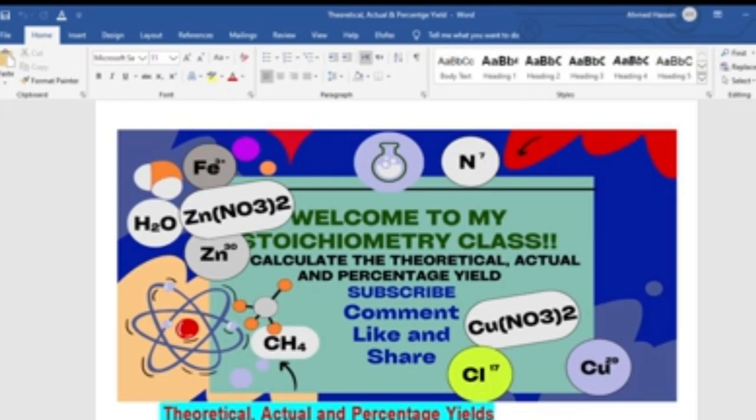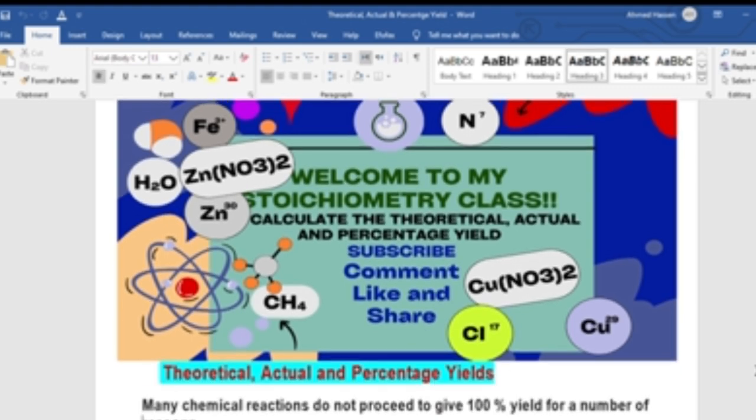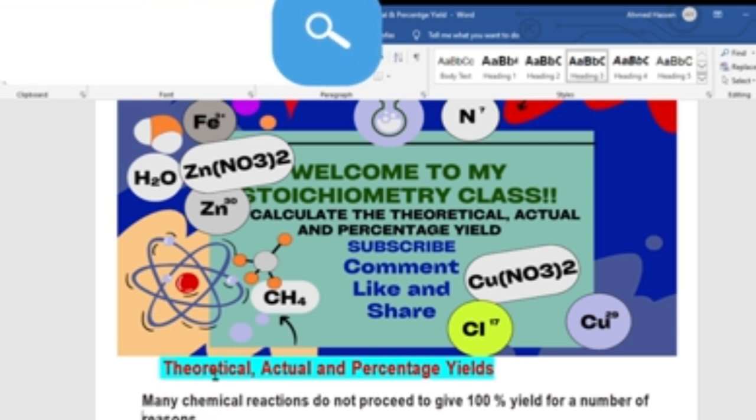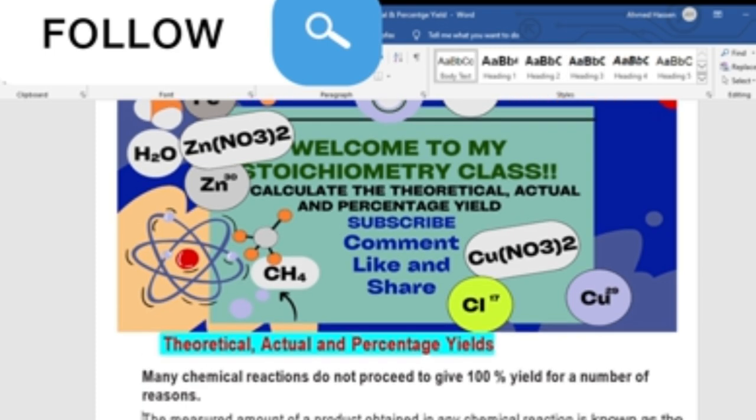Welcome to my class, and I'm going to show how to calculate the theoretical, actual, and percentage yield in this class. Theoretical yield means the calculated amount of the product of a given chemical reaction. Actual yield means the experimentally measured value of the product, and percentage yield will be calculated based on the ratio of the actual yield to the theoretical yield and multiplying the result with 100.